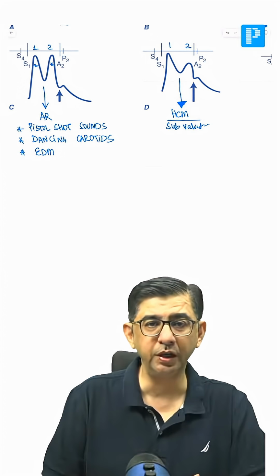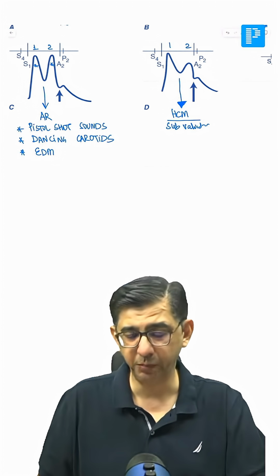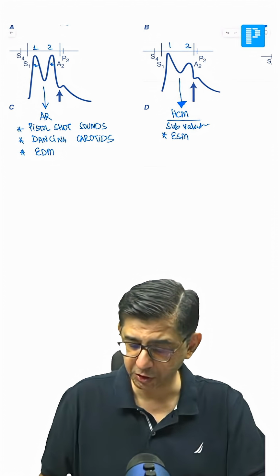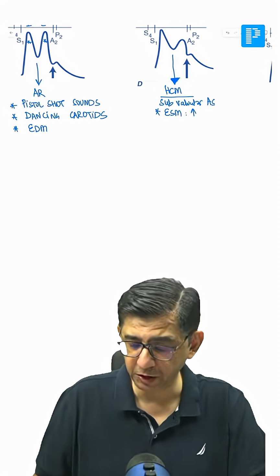Earlier it was aortic regurgitation. Now I'm saying the word subvalvular aortic stenosis. So here the correlation would be that the murmur that is present would be an ejection systolic murmur. And the highlight of this murmur is that this murmur will increase with Valsalva.